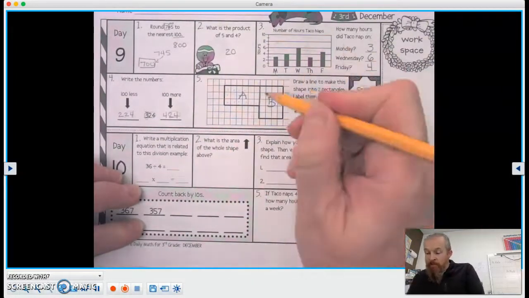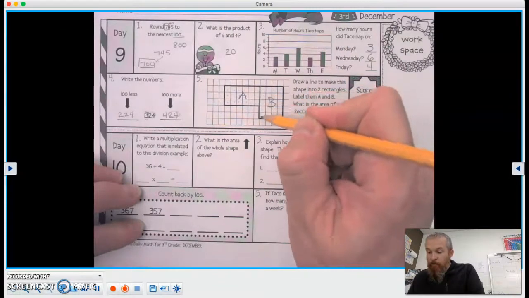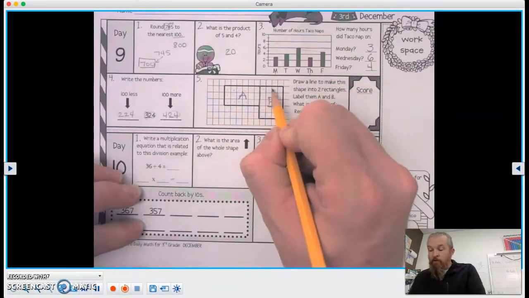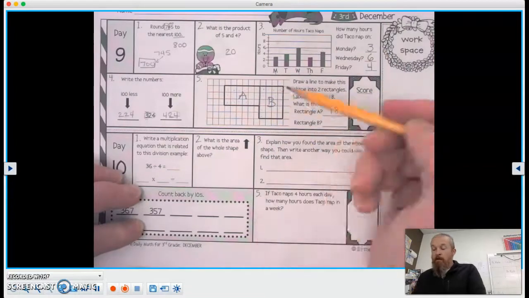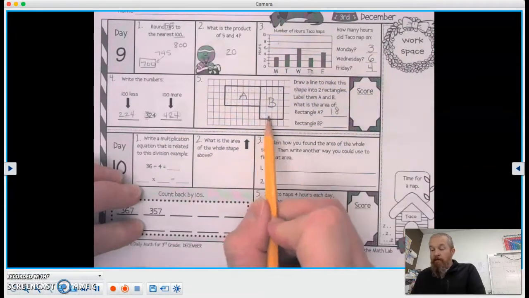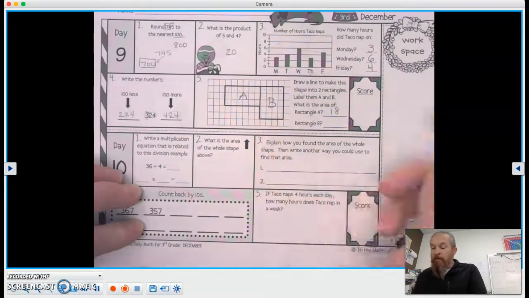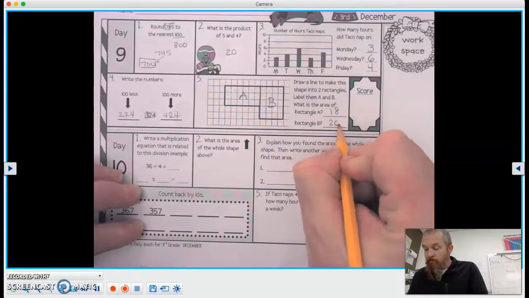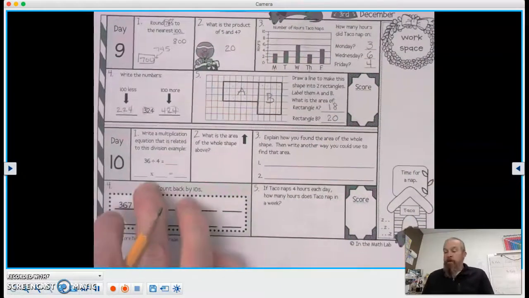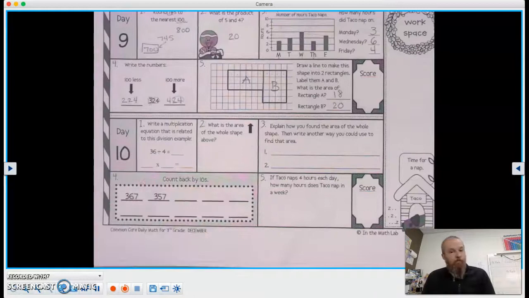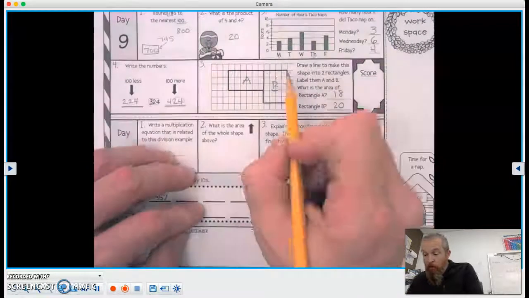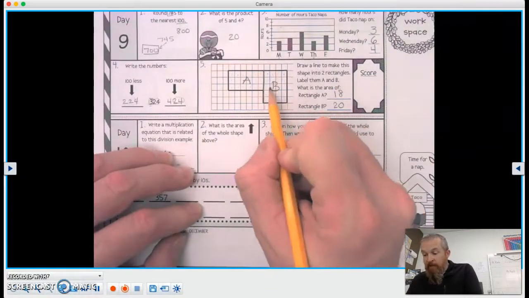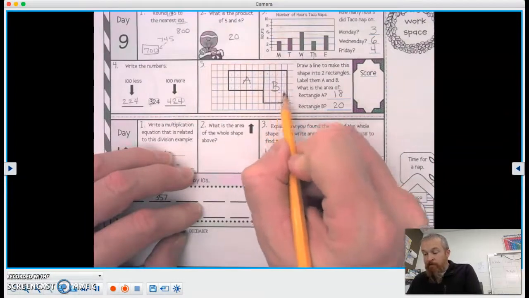Okay? And I see B is 1, 2, 3, 4, 5 by 1, 2, 3, 4. So we can go 5, 10, 15, 20. So the area of B would be 20. Does that make sense? Or we can go through and count them all. 1, 2, 3, 4, 5, 6, 7, 8, 9, 10, 11, 12, 13, 14, 15, 16, 17, 18, 19, 20.